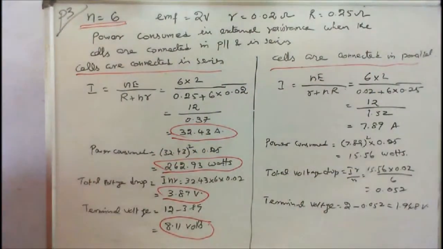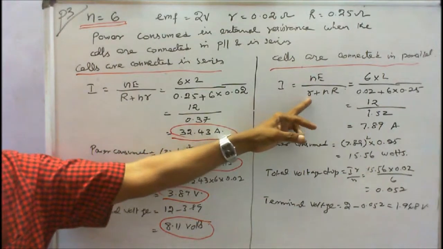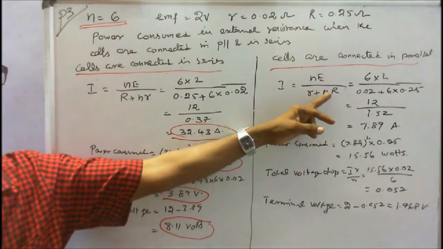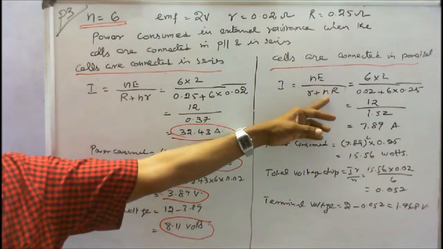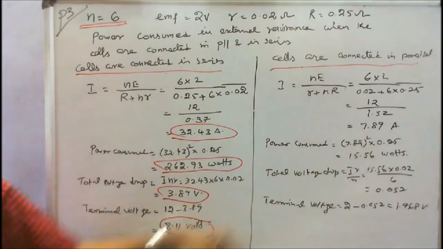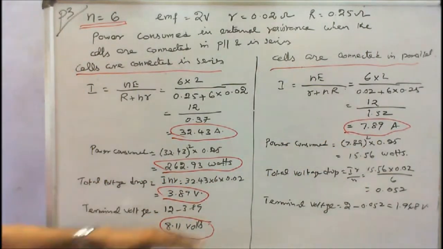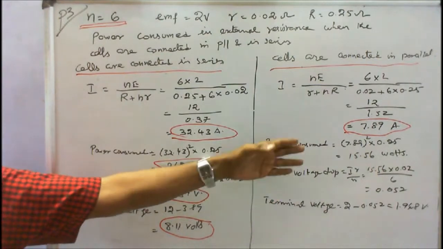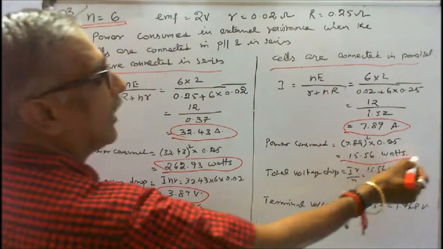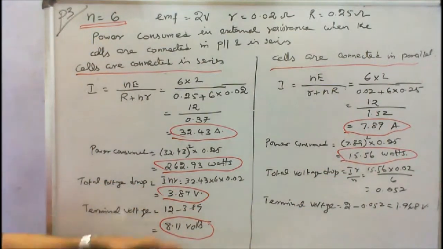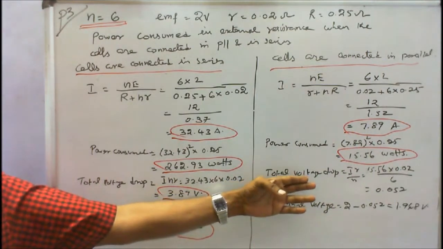Now the cells are connected in parallel. All the cells are connected in parallel. The formula is I is equal to N into E divided by (small r plus N into capital R), where small r represents internal resistance and capital R represents load resistance. Substituting, we get a current of 7.89 amps. The power consumption is I squared into R, 7.89 squared into 0.25, which is 15.56 watts.